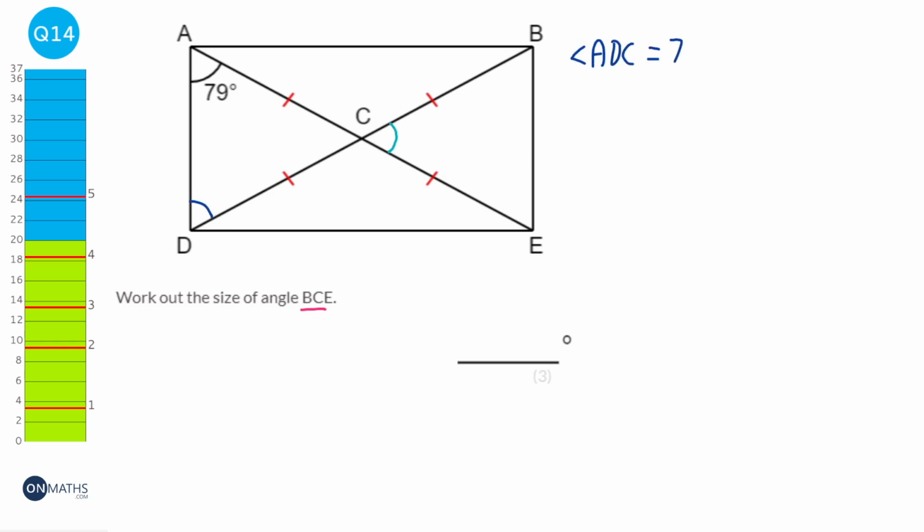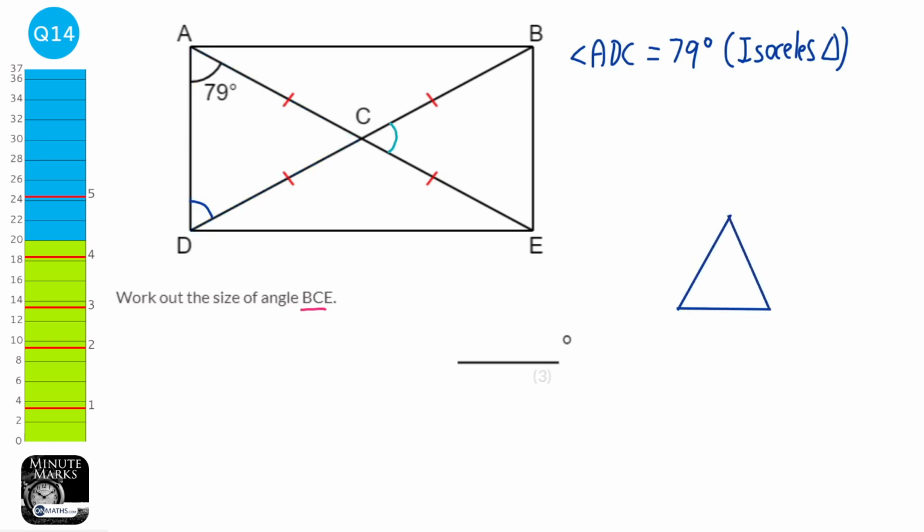And we know that that must be 79 degrees, and always write down the reason, and we know it is because that is an isosceles triangle. So if you look, we've got an isosceles here, this one, and this one. And the bottom two angles, and I use the word bottom because I always imagine an isosceles as being this way up, the bottom two angles in an isosceles are always equal, so that must be 79.